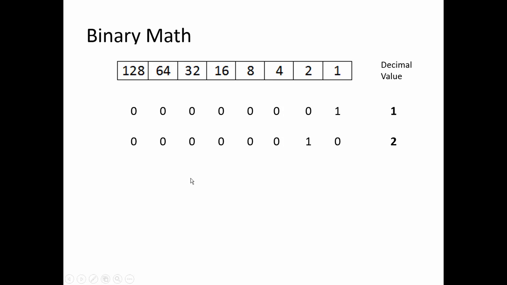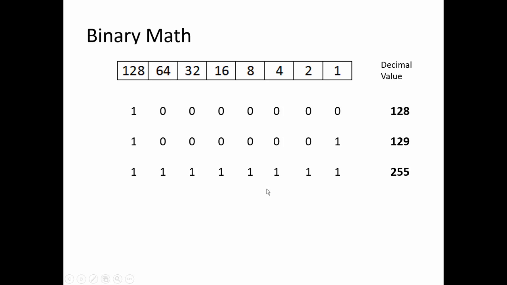and no 8s. If one computer sends 6 zeros, a 1 and a 0 to another computer, it's sending the number 2, because we have no 1s, we have a 2, and no 4s. If one computer sends 6 zeros, a 1 and a 1 to another computer, it is sending the number 3 because 1 plus 2 is equal to 3. If one computer sends 5 zeros and 3 1s to another computer, it's sending the number 7 because 1 plus 2 plus 4 is equal to 7.